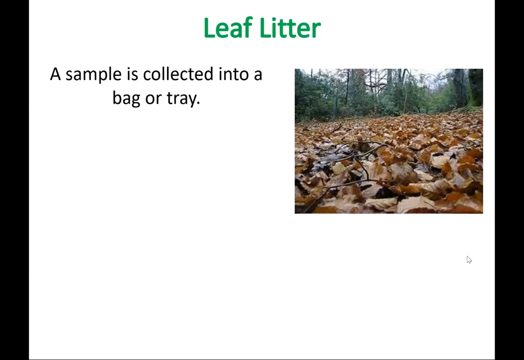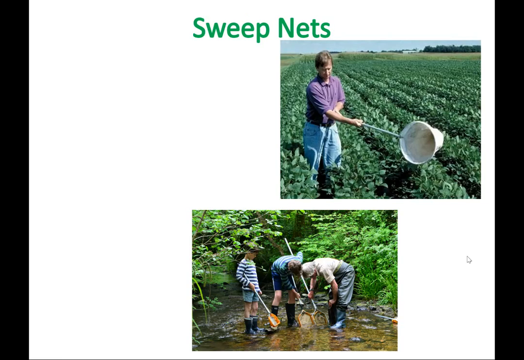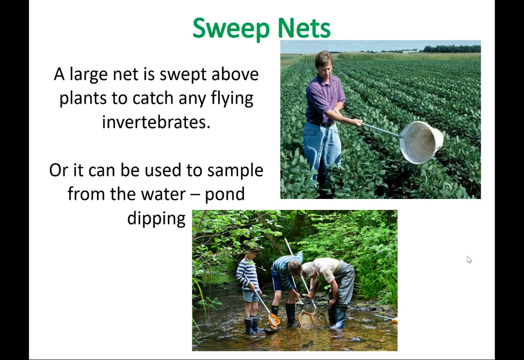So leaf litter then, so we get this a lot after the autumn, and you could still go in the woods now, and if you've had a walk in the woods you'll still see that there's a lot of leaf litter, and these are different leaves that fall into the ground, and then they start to decompose, and you can sift through leaf litter and find different insects, or use a pooter to look through it. Okay, so sweep nets. So we can use these sweep nets to catch flying things, or we can use this to sample from the pond.